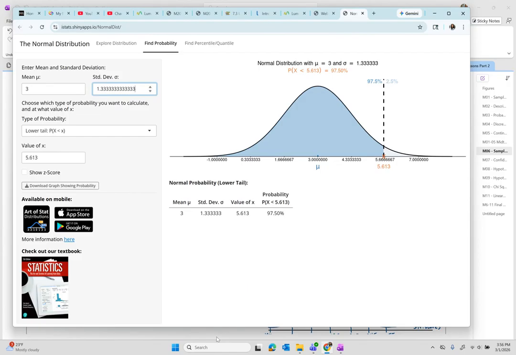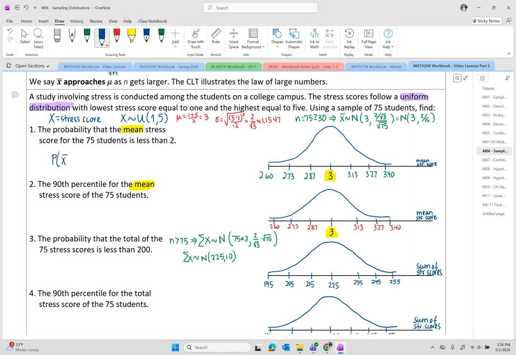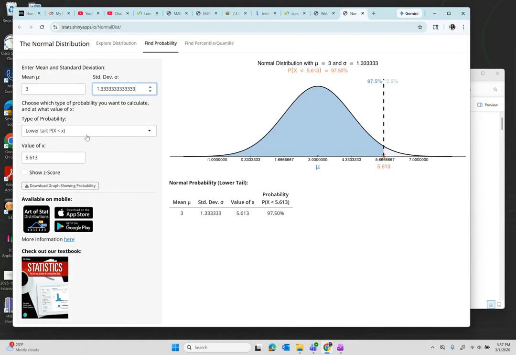And they are asking us to find the probability that the mean stress score of the 75 students will be less than 2. So 2 is somewhere here, and less than 2 will be over here. We expect this probability to be super small. 2 is really far away from the mean of 3. So I will do lower tail. The value of x I want it to be 2, and it will give me a probability.